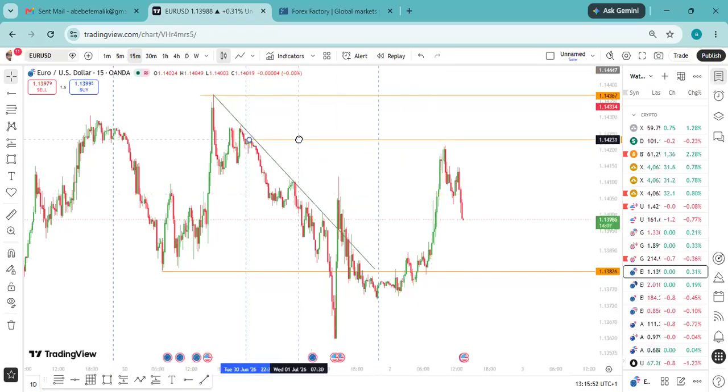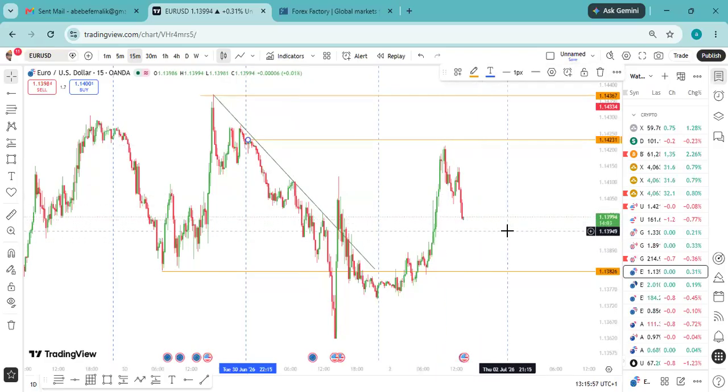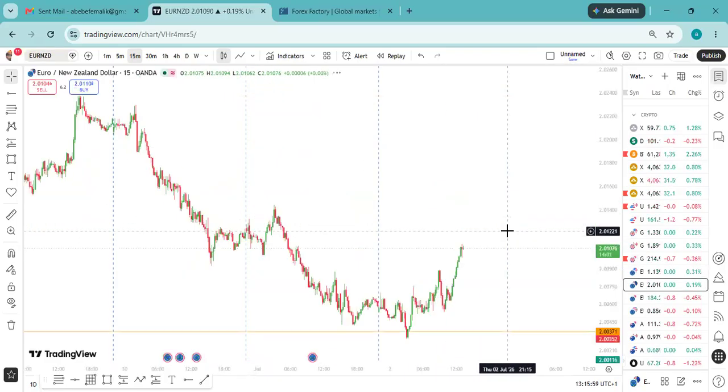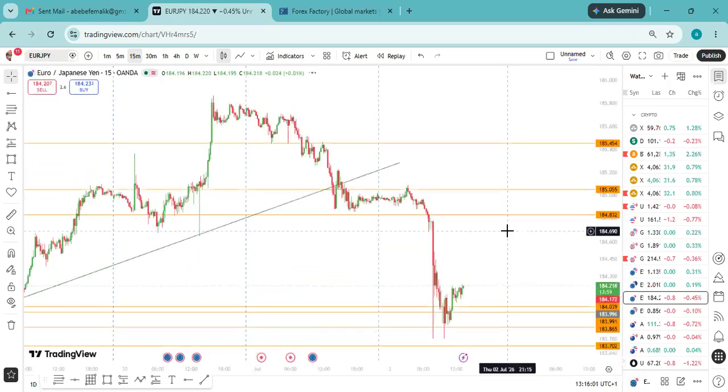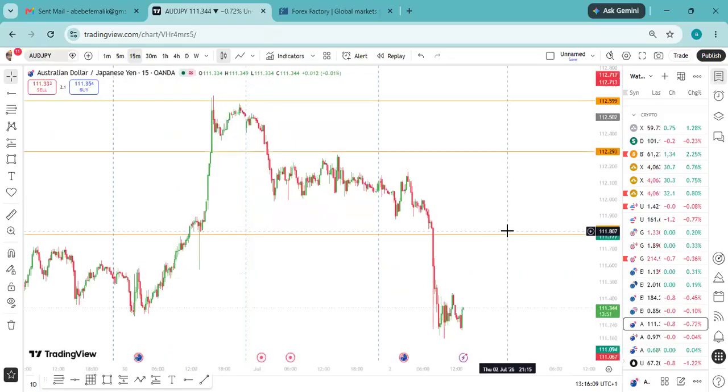Yeah, I'm looking for more buys on Euro USD. Right, Euro USD, I'll be looking for more buys. Euro NZD, almost the same thing. Euro JPY, looking for sell. Euro GBP, I'm looking for sell.